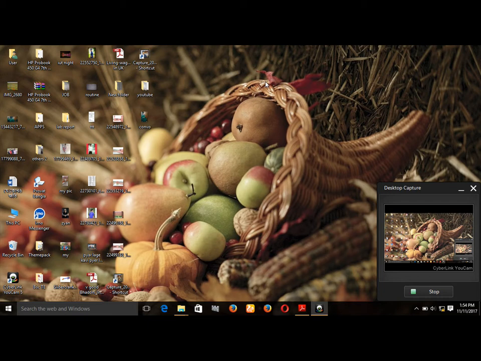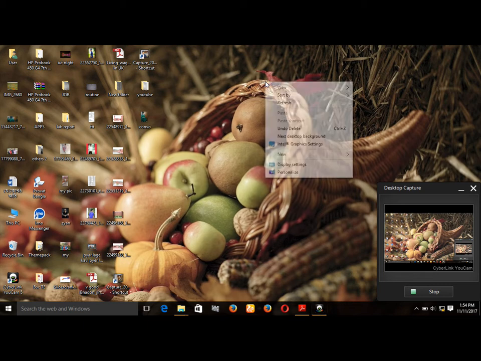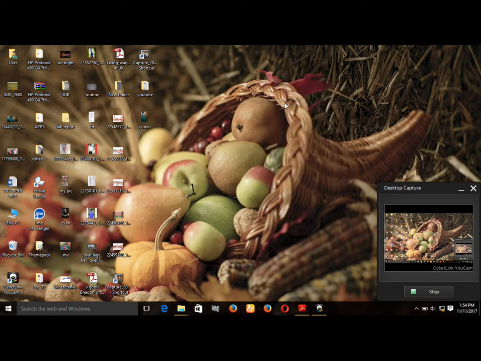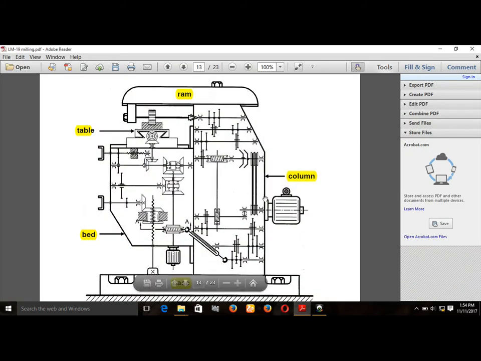Today I want to discuss the milling machine. As a mechanical engineer, we have to know about the milling machine, its kinematic system, and its working principle from the basic knowledge. I want to share with you today the whole thing about milling machines. So we can go through a picture.